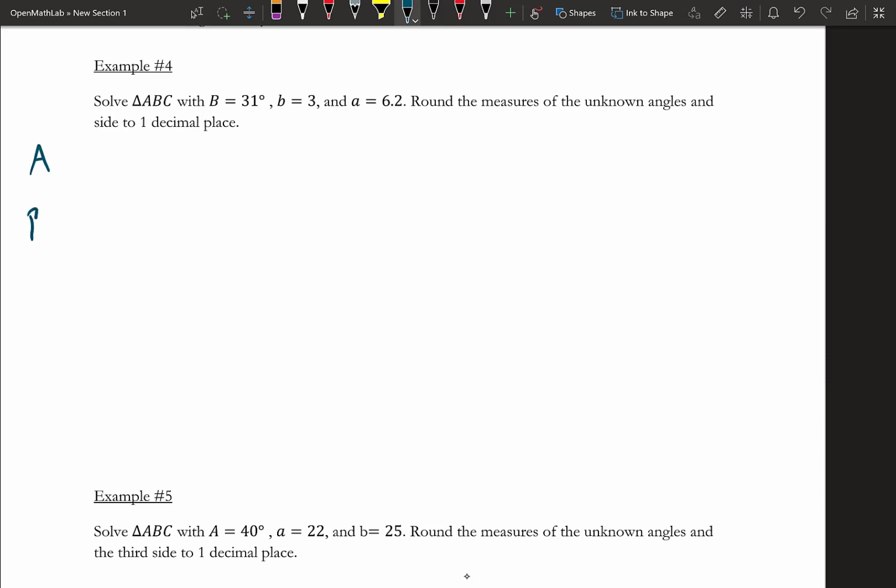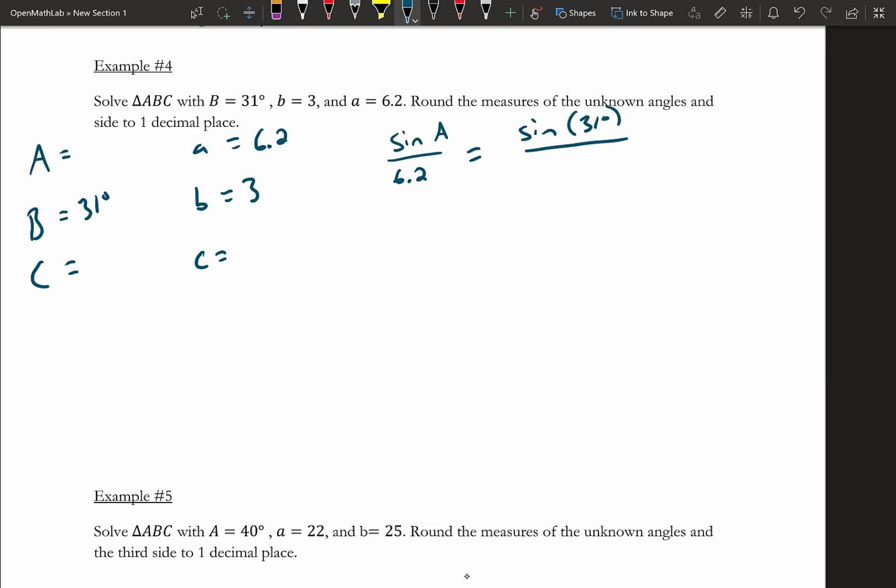Right? So we just start off, I like to just start off by listing all my angles and sides. So B is 31 degrees, little b is 3, little a is 6.2, and that's all we know, right? So I could start out by finding angle A, right? So using the law of sines, that would be sine of A divided by 6.2 equals sine of B, which is 31 degrees, divided by 3.